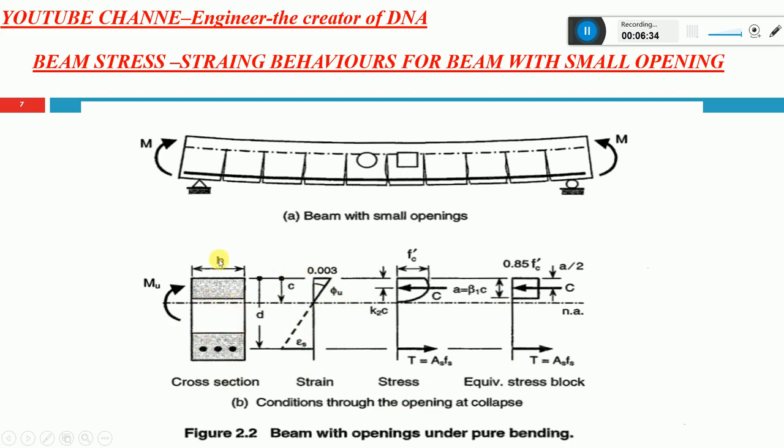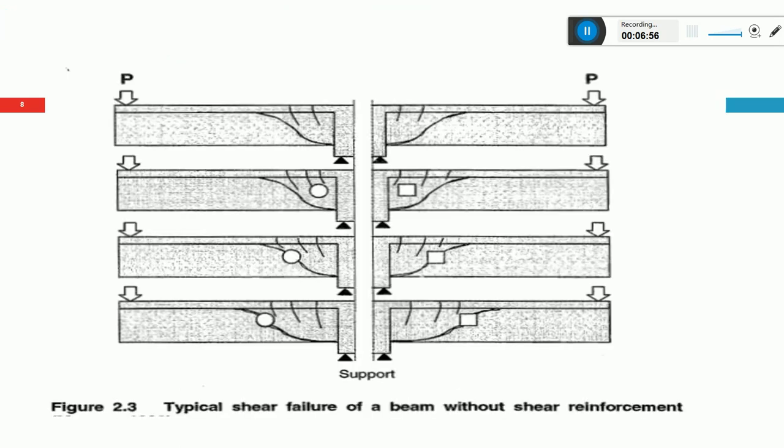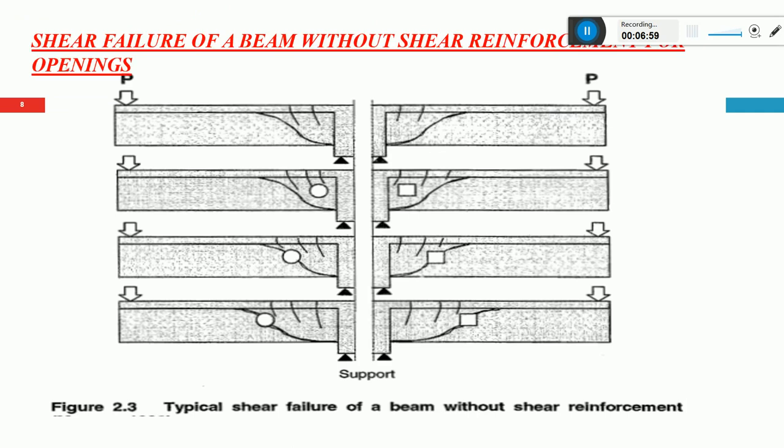So this change makes changes to everything in the behavior of the stress, strain and equivalent stress block of the element. This is the basic stress-strain behavior. We have to understand what is happening in normal beams compared with beams with small openings. Now I can show something about shear: how shear failure of a beam without shear reinforcement happens in beams with openings.